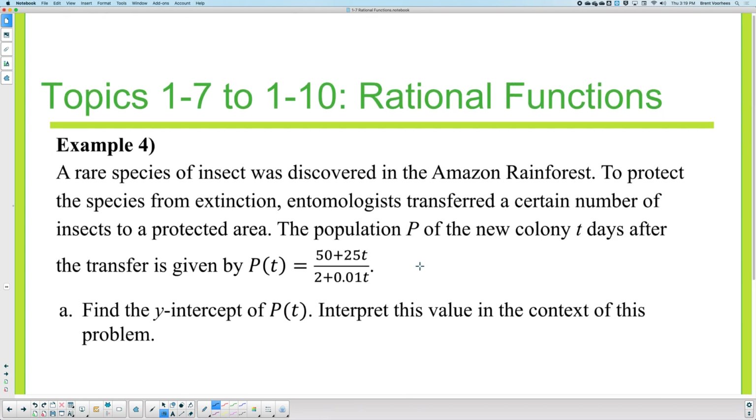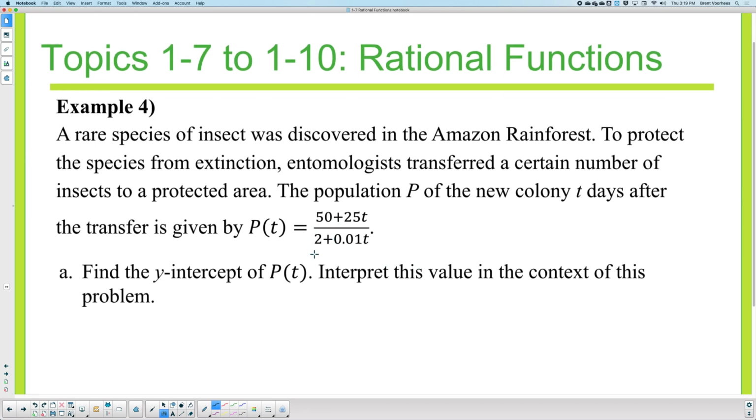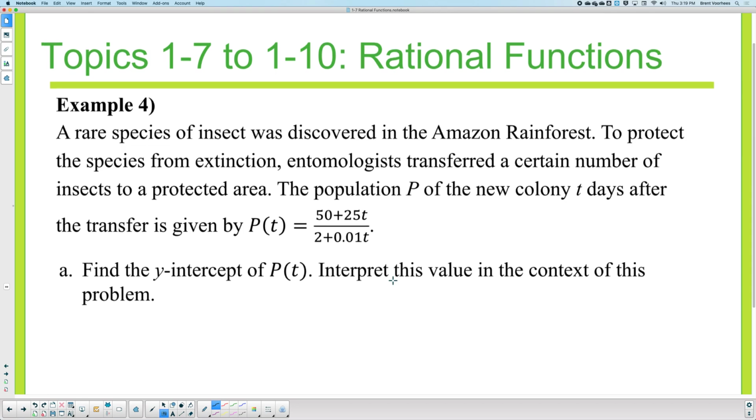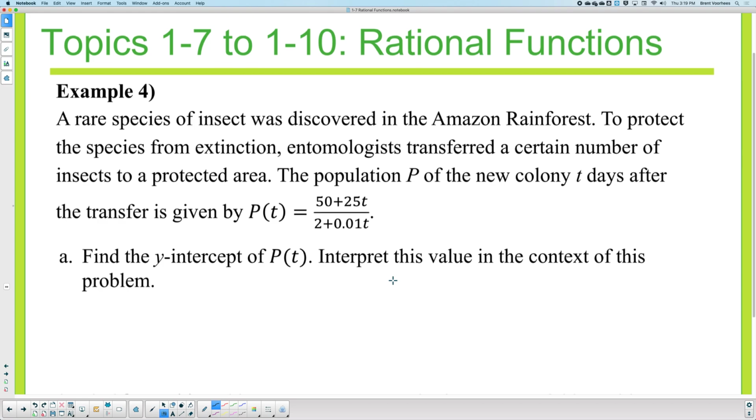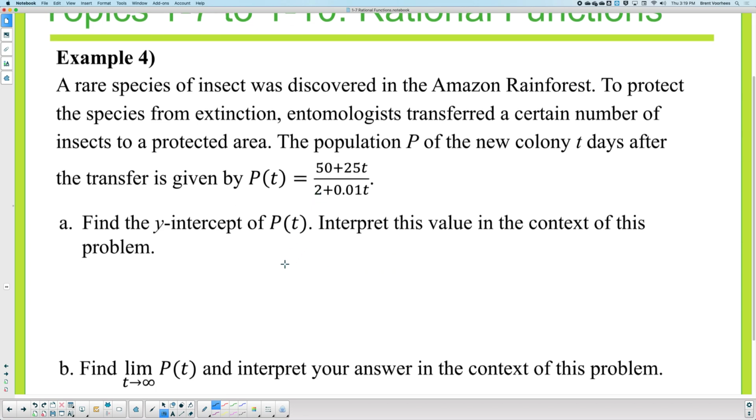Now, let's look at example 4 here. Well, this is a real-world application of a rational function. A rare species of insects was discovered in the Amazon rainforest. To protect the species from extinction, entomologists transferred a certain number of insects to a protected area. The population P of the new colony T days after the transfer is given by that equation there.